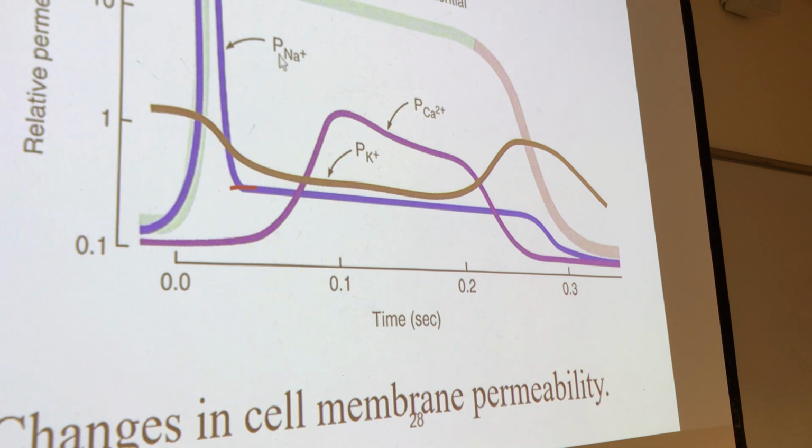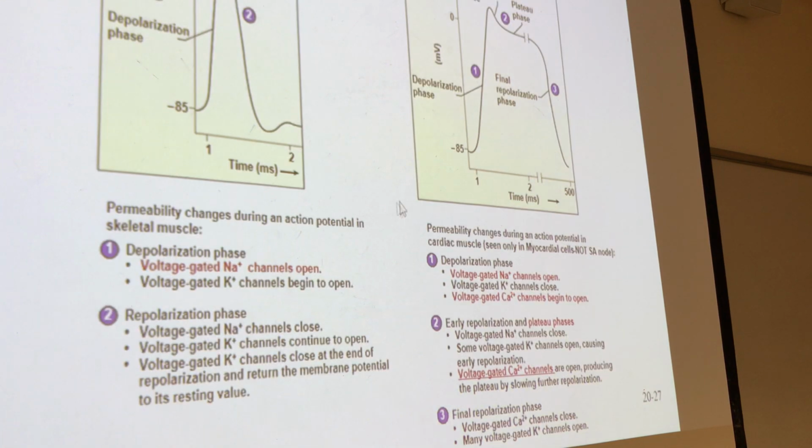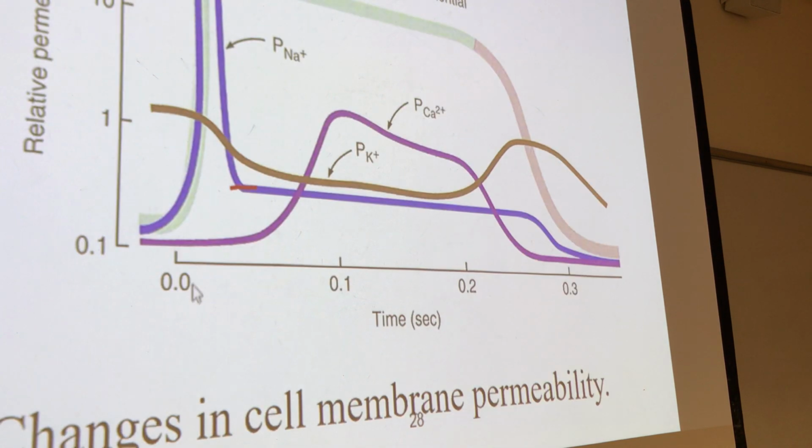P is permeability. So this picture I like because it shows us, right, that when the permeability for something increases, usually it is a sign that that substance is going into the cell. So right here, immediately, the permeability for sodium increases. Well, what does that mean? It follows our depolarization phase. So sodium coming in causes a depolarization. That's what it's saying. Right?